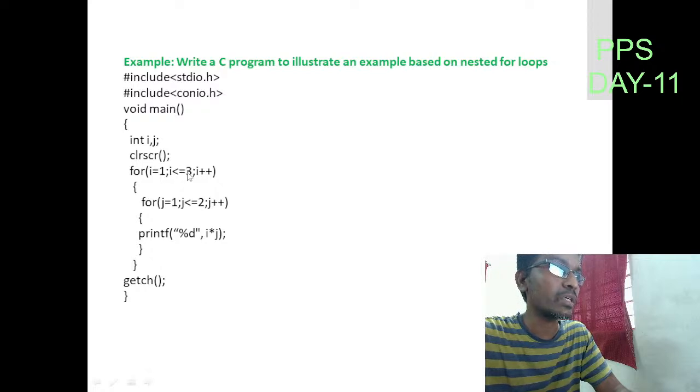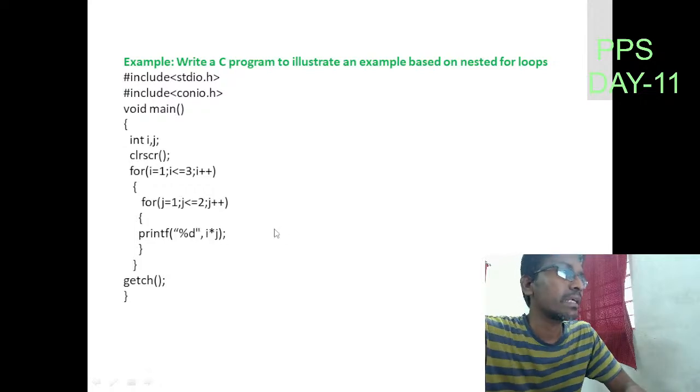So 2 less than or equal to 3, it is true. Then again it will enter into the block of statements. j is equal to 1. So 1 less than or equal to 2, it is true. Then it will print the i value as 2 and the j value as 1. So 2 into 1, it will print 2.